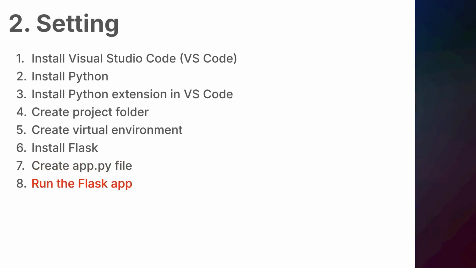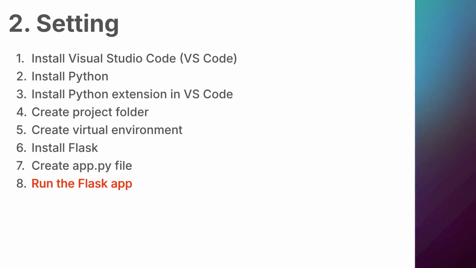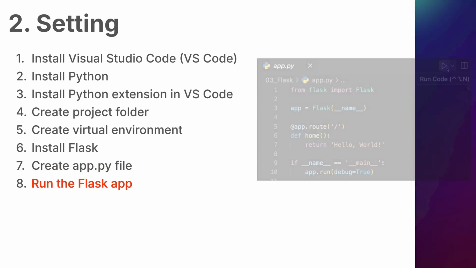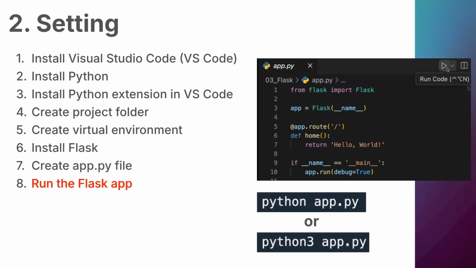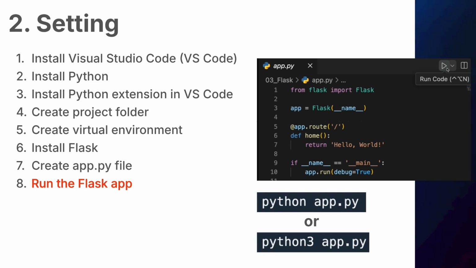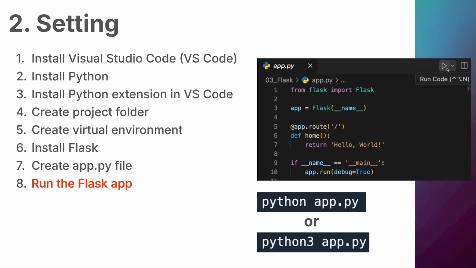Step 8, run your Flask app. Largely, there are two ways to run your Python file. The one is click the run button at the top right or use the shortcut key shown here. Another one is in the terminal, type this. Make sure you are in the project folder. This code means run the Python script named app.py using the Python interpreter. When you run a Python file, you always need the python command first, then the file name.